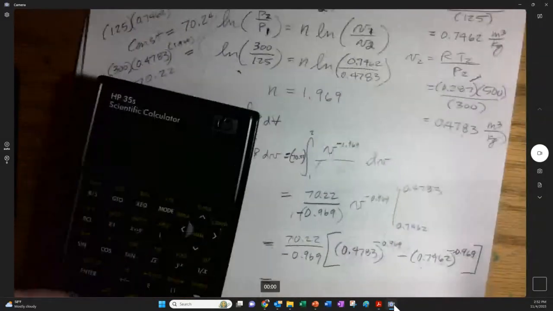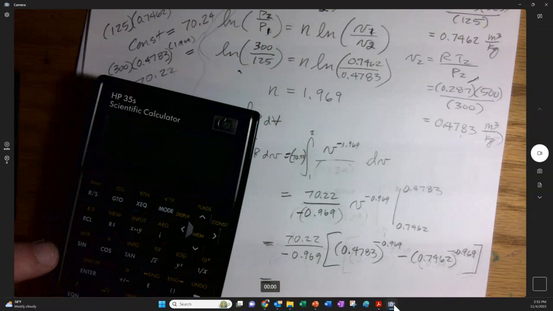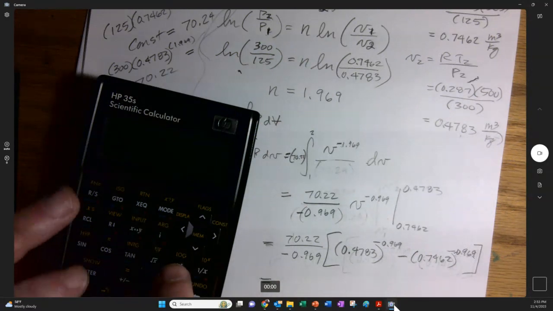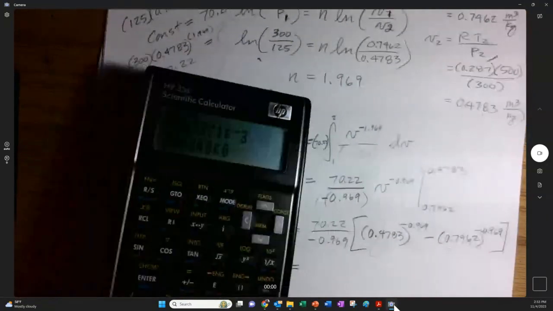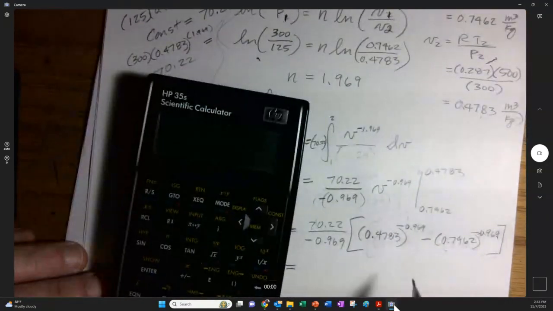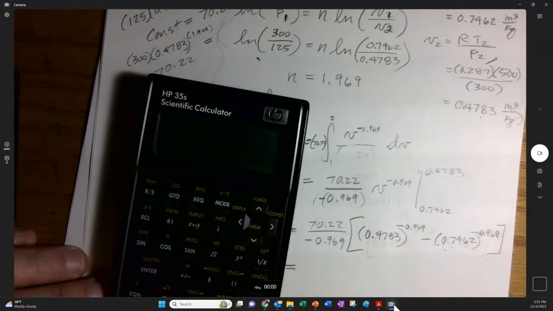All right. 0.4783, 0.969 negative raised to the power. Okay, so that's 2. You can't see that, so that's the reflection right there. 2.4. Now you're 0.7462 raised to the 0.969, and then boom, and then subtract. Actually, it's not negative in the end, but that's okay. It's going to be subtract.